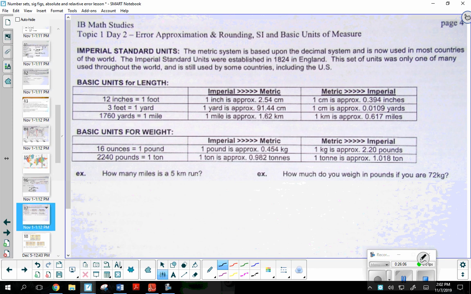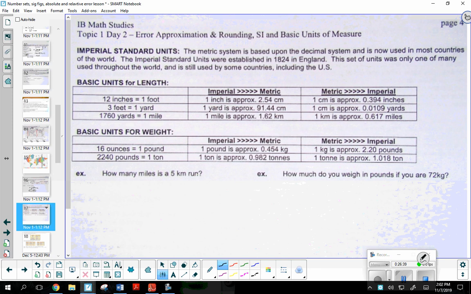Okay, so using some of these conversions, why don't we go ahead and answer these questions. How many miles is a 5-kilometer run? Okay. So we could kind of do this one of two ways. We could go ahead and set up a proportion, or we could just go ahead and look at what we refer to as dimensional analysis, when we're just converting the units. Okay. Well, does anybody have a preference, or you just want me to choose one?